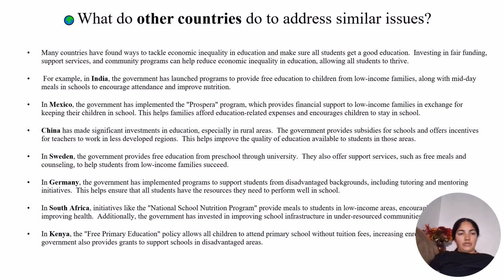So, for one example, in India, the government has launched programs to provide free education to children from low-income families, along with midday meals in schools to encourage attendance and improve nutrition. In China, they have made significant investments in education, especially in rural areas. The government provides subsidies for schools and often incentives for teachers to work in less developed regions. It helps improve the quality of education available to students in those specific areas.